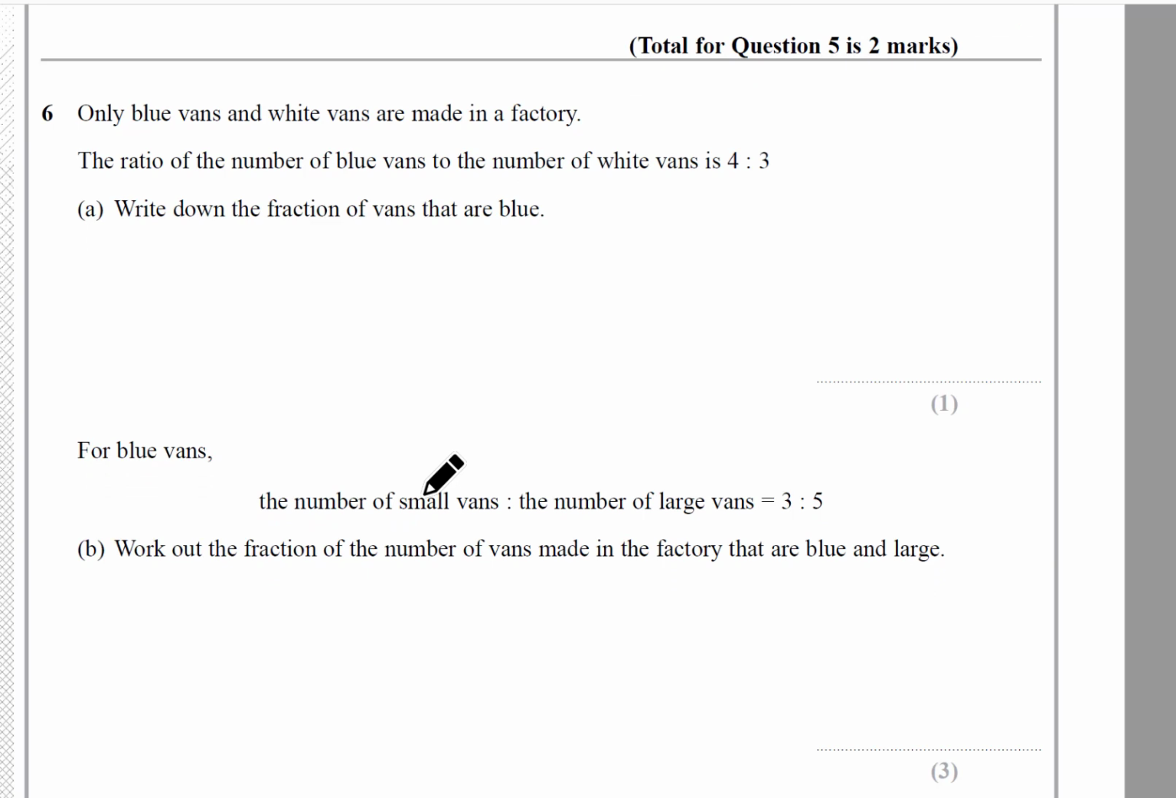Only blue vans and white vans are made in a factory. The ratio of the number of blue vans to the number of white vans is 4:3. Write down the fraction of the vans that are blue. So that's blue and white. That's 7 in total, so it's 4 out of 7.